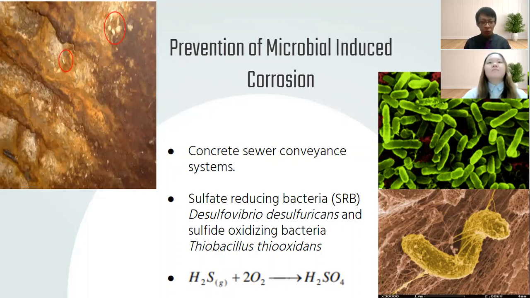Basically, microbially induced corrosion normally happens in concrete sewer systems. Since we all know that in the sewer system, the fluids flowing in the pipe are feces, urine, and also other dirty liquids, and they contain a lot of bacteria. Among the bacteria, there are two kinds that are able to convert hydrogen sulfide into sulfuric acid, which are sulfate reducing bacteria and also sulfide oxidizing bacteria. The sulfuric acid produced will slowly corrode the surface of the pipe.